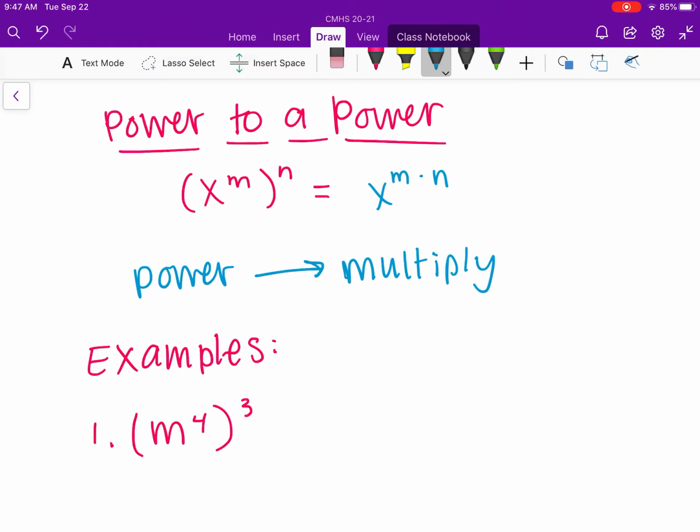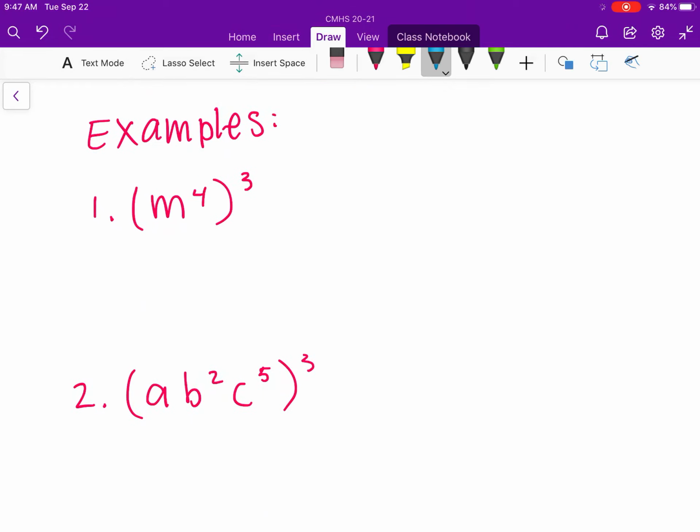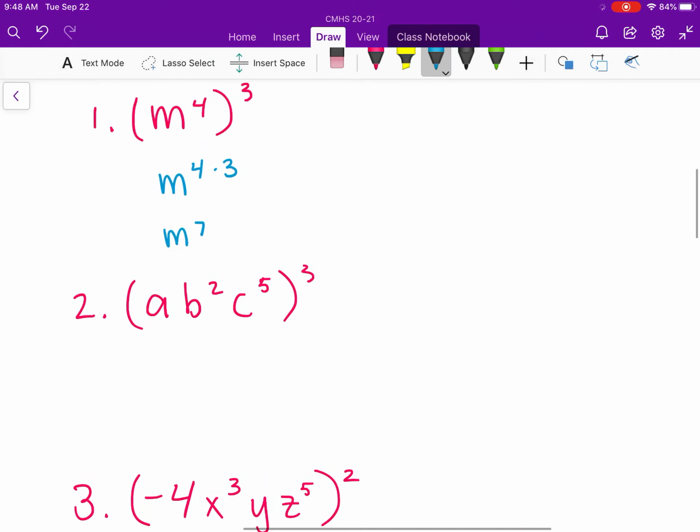Okay, so let me demonstrate what I mean. So down here we have m to the 4th and then that to the 3rd. So what I'm going to say is m, 4 times 3 because this is power to a power. And then 4 times 3 is 7. I don't know why I wrote it over there. I guess I could bring it over. There we go.